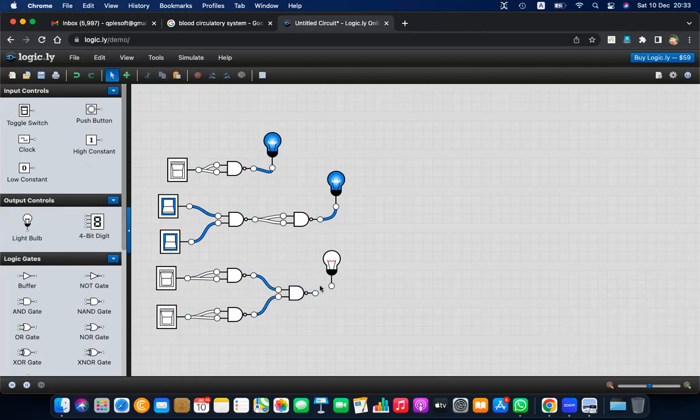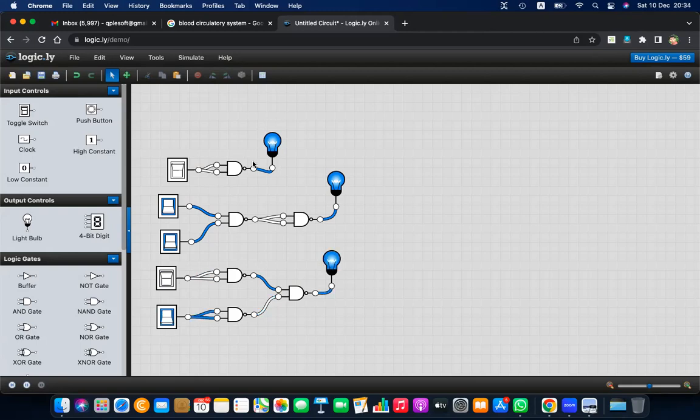See here. So 0, 0 is 0. 0, 1 is 1. 1, 0 is also 1. 1, 1 is also 1. So that is the implementation of the OR gate. Only when both are 0 is it 0; otherwise, for any other occurrence, it's 1. That is the implementation of the OR gate.